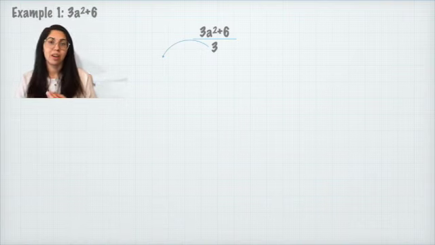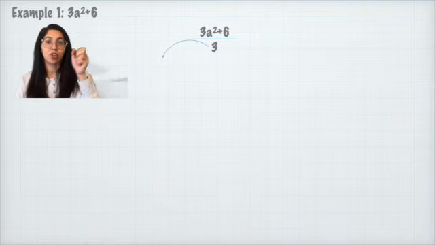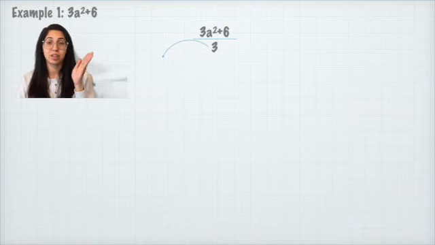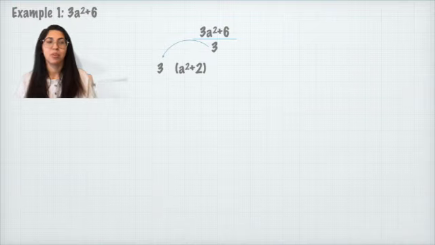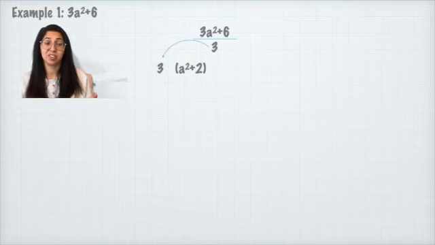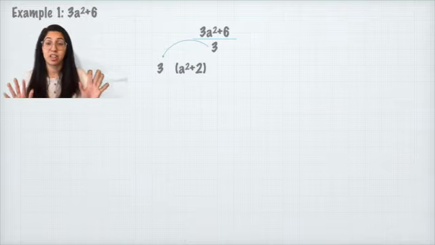Once I do that, I am taking each term, so anything separated by an addition or subtraction sign, and I'm dividing it. So 3a squared divided by 3 would be 1a squared. 6 divided by 3 would be 2. So we're going to write 3, and then we're left with a squared plus 2. Now, a squared and 2 have nothing in common. They don't have any common variables. They don't have any common factors. So that's it. That's our answer.